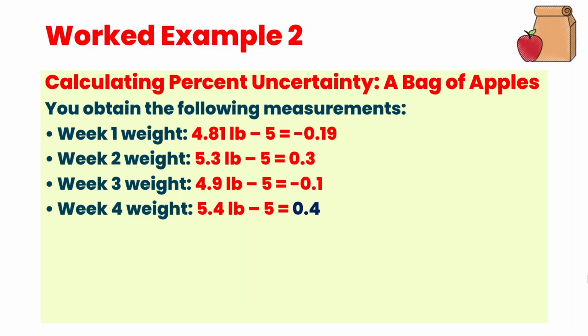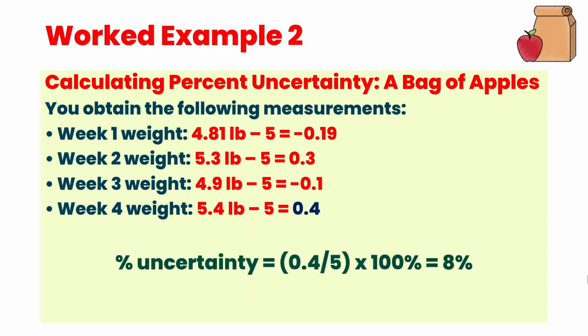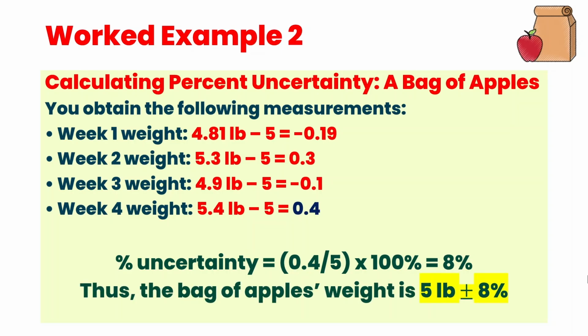So therefore, 0.4 is our sigma A, and our A is 5 pounds. Let us substitute all of these values in our formula. Percent uncertainty is equal to uncertainty divided by measurement. In this case, the uncertainty is the largest difference, which is 0.4, divided by the measurement 5, times 100%. That would be 8%.